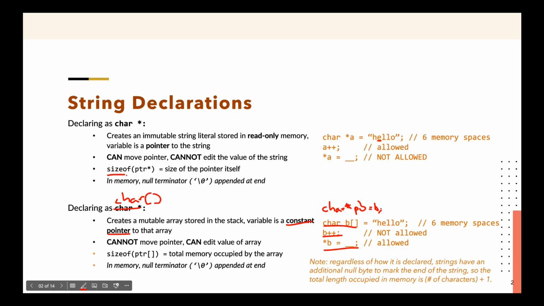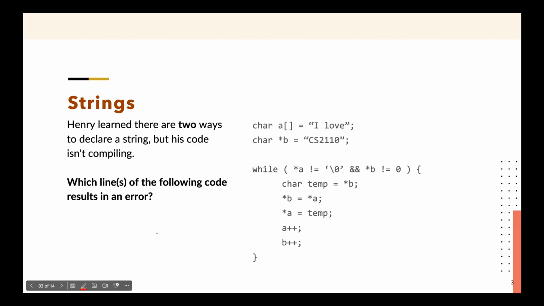A second note on what sizeof returns with these different declarations. When we use the character pointer, it's going to return the size of the pointer itself, because C just sees a as a pointer to a single character and doesn't know that it's part of a larger string. While if we pass in the array notation, it's going to give us the total memory occupied by the array like it does for any other kind of array. And yeah, there was a question about this on the homework, so hopefully you know how to do that already.